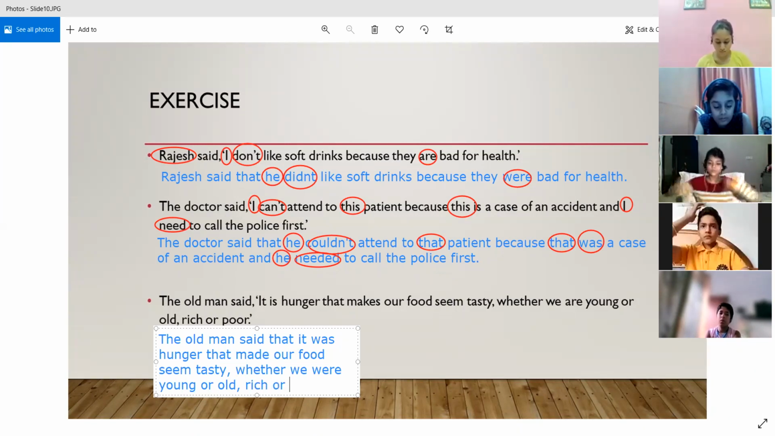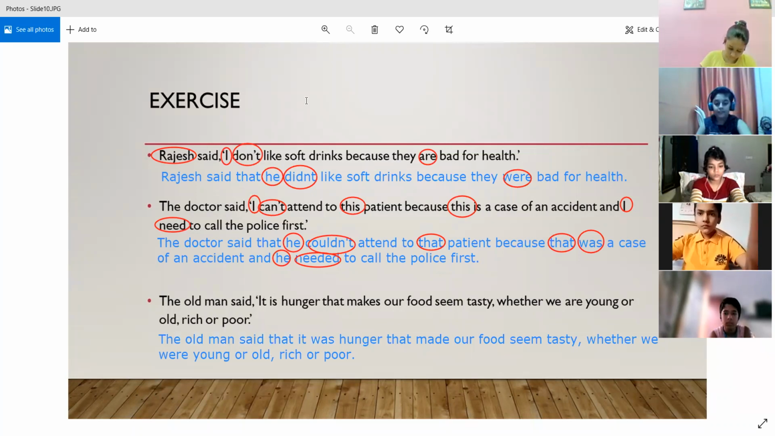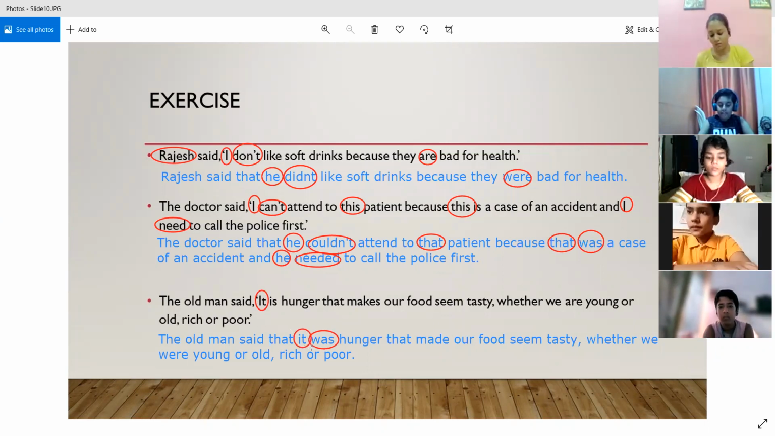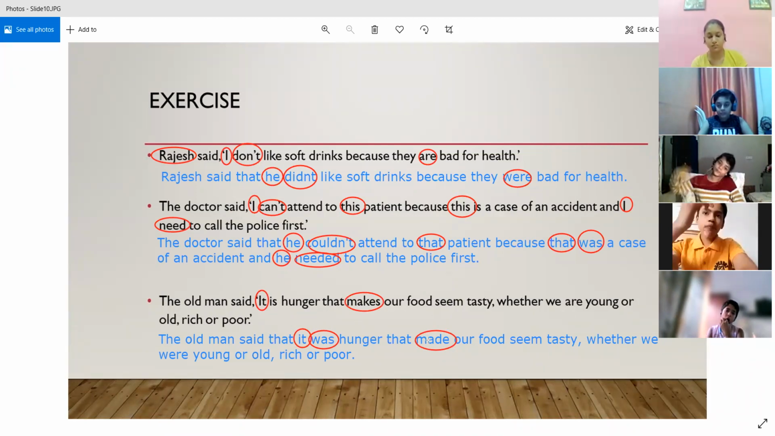So basically, we are talking about some general condition that is present over here. That is why you can see that we is not changing over here, right? We is remaining as it is. So the old man said that it was hunger. So you can see is is present over here, so is has changed into was. Then you can see it is present over here, so it has remained it only. The old man said that it was hunger. Then makes has been changed into made. That made our food seem tasty, right? Then what happens? Whether we were young or old, rich or poor. Got it? So I have told you that that is why we has not been changed over here.